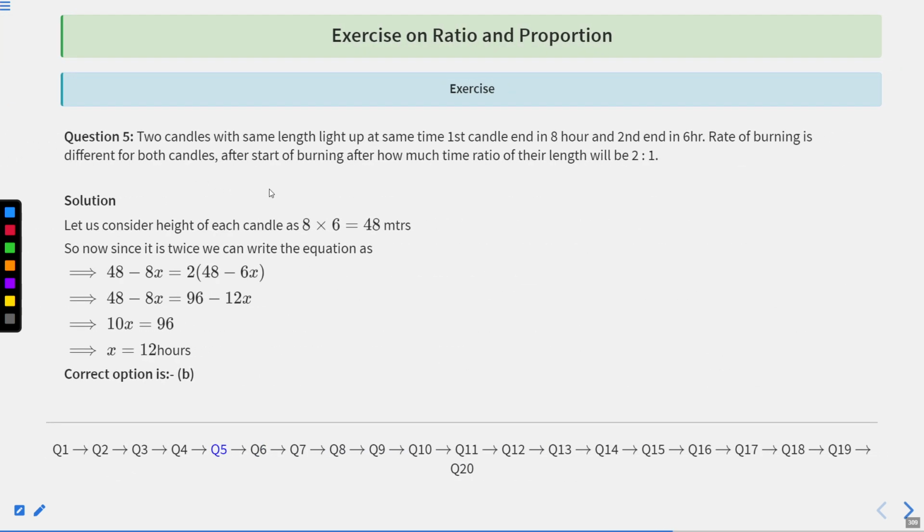So let us consider the height of each candle as 8 into 6, that is 48 meters. So now, since it is twice, we can write the equation as 48 minus 8x is equal to twice of 48 minus 6x. So when you simplify this, you will get x equal to 12 hours. So the correct option here will be option B.